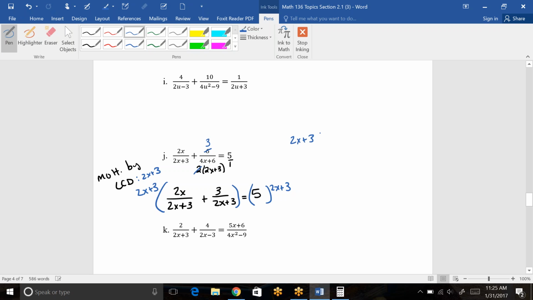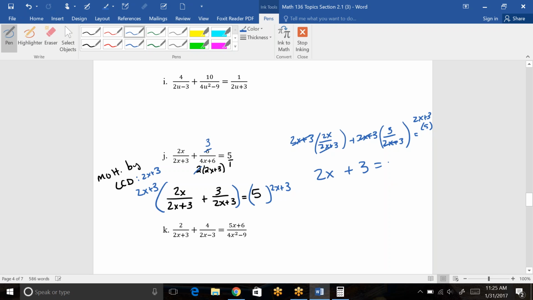2x plus 3 times the first fraction plus 2x plus 3, so this is just me distributing, times the second fraction equals 2x plus 3 times the right stuff, which was 5. Okay, the 2x plus 3's are gone on both of these fractions right here, so that just leaves me with the numerators because this is all that's left. So it's a 2x for the first term and a positive 3.